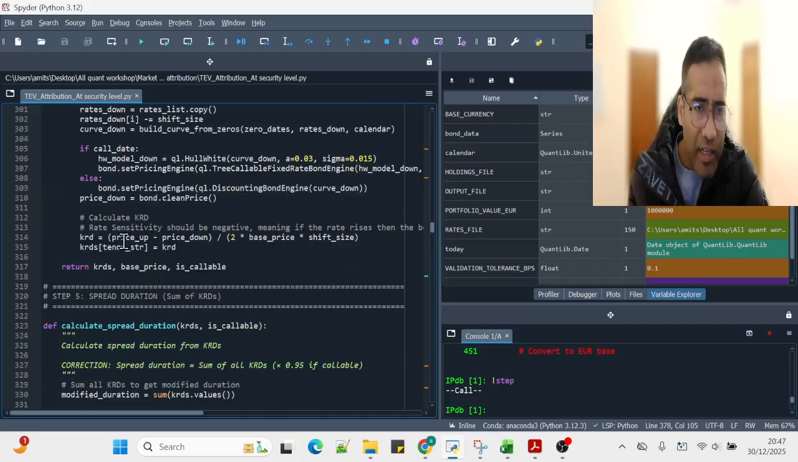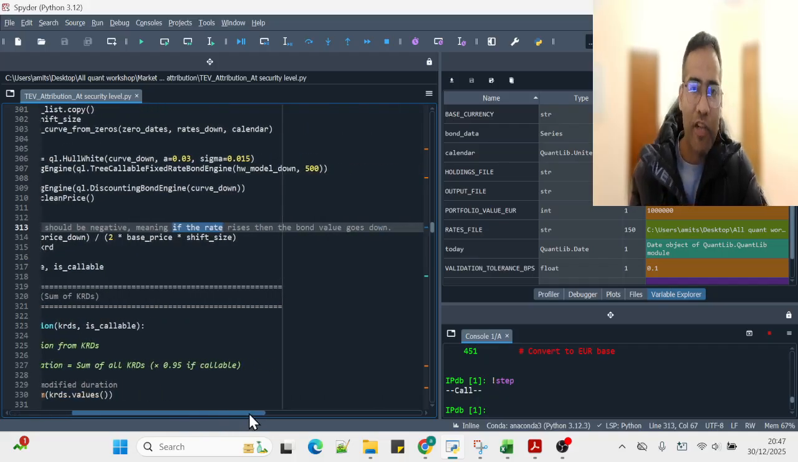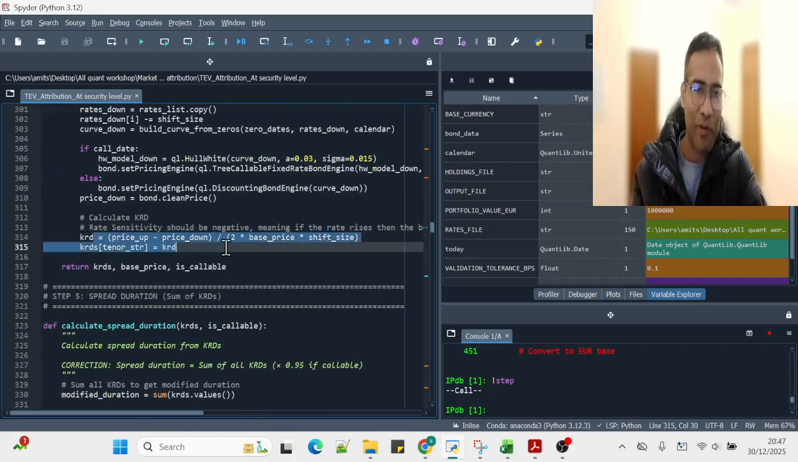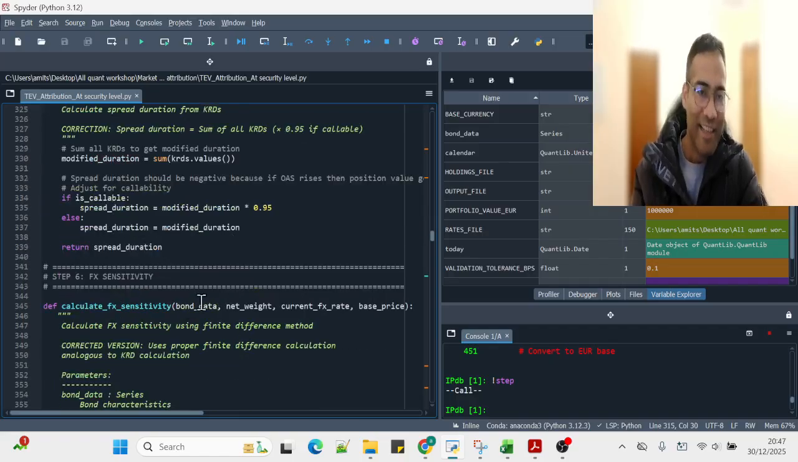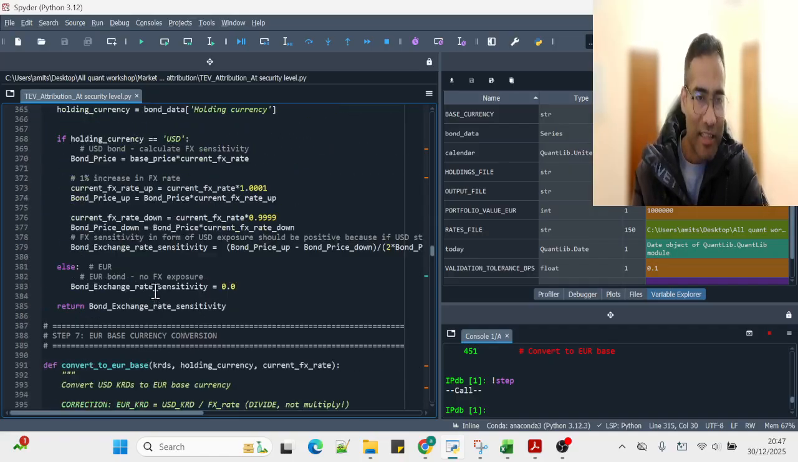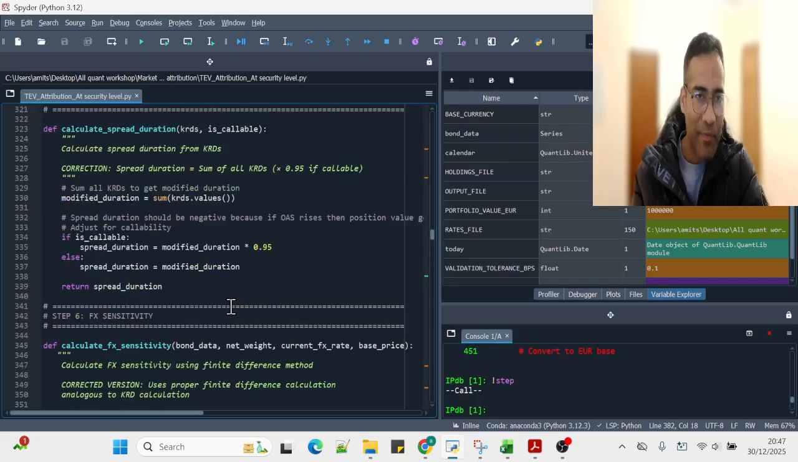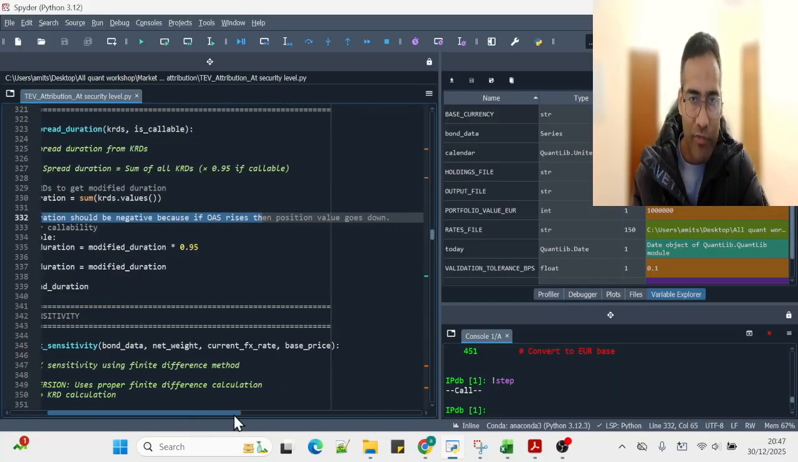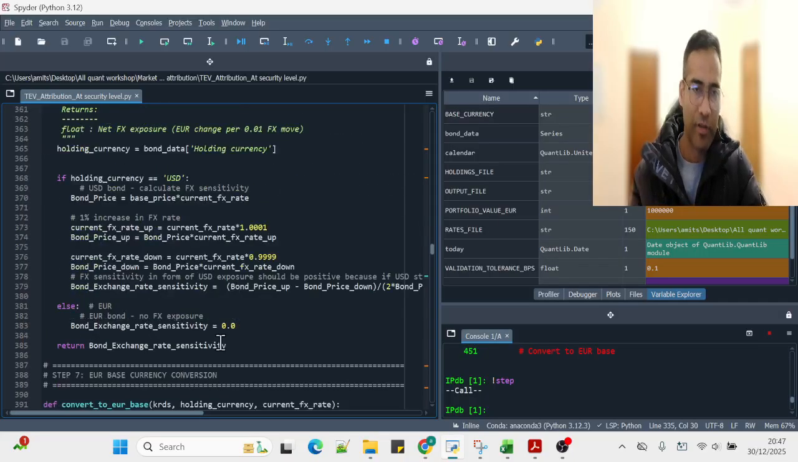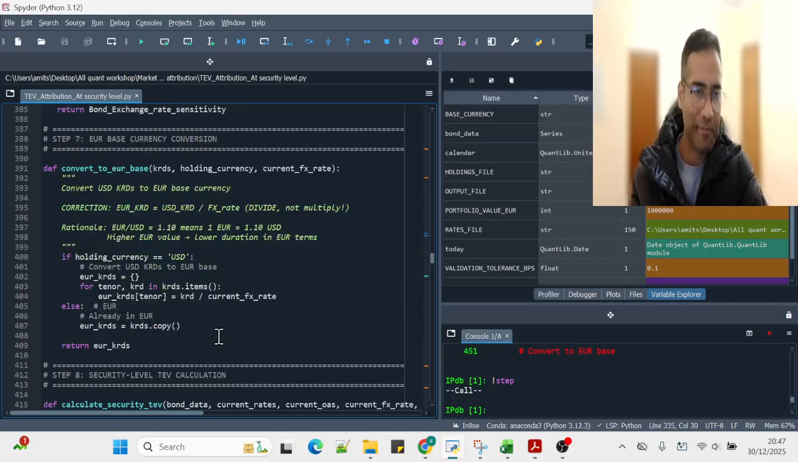For the KRD, it was different, right? Sensitivity should be negative, meaning if the rates rise, then the bond value goes down. So that was an important distinction, okay? And for FX, it's the same, and the same was for spread duration. It should be negative because if OAS rises, then the bond position's value goes down. Alright, so that was the main point.